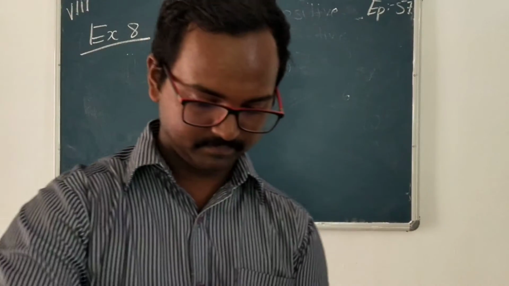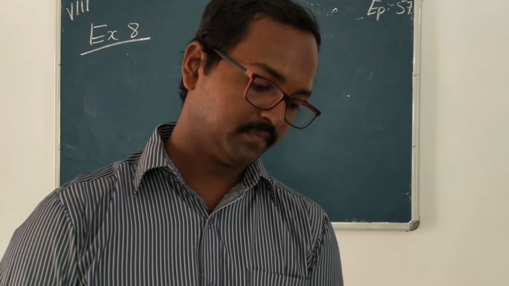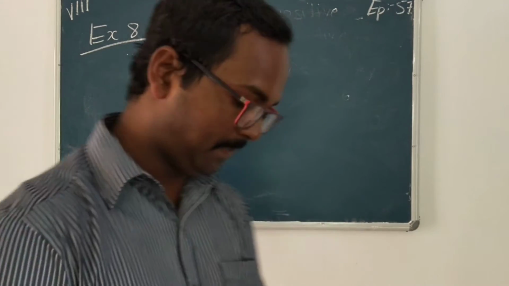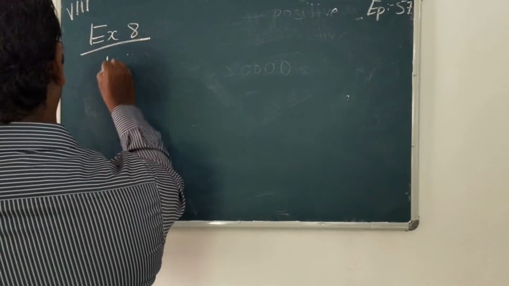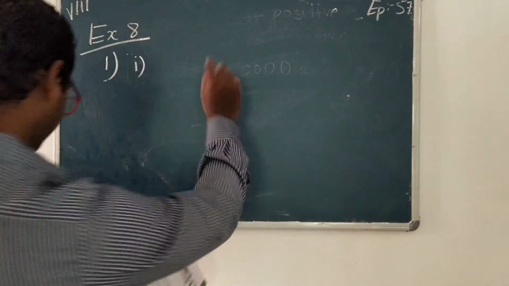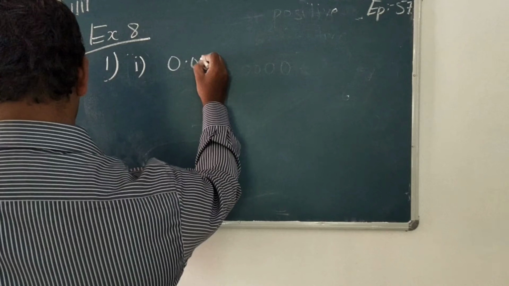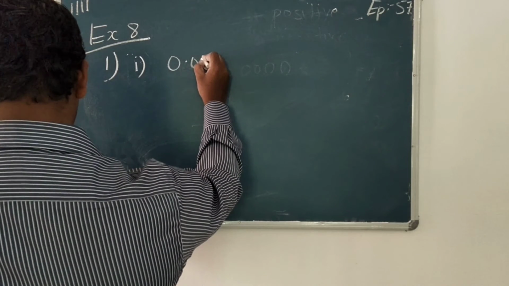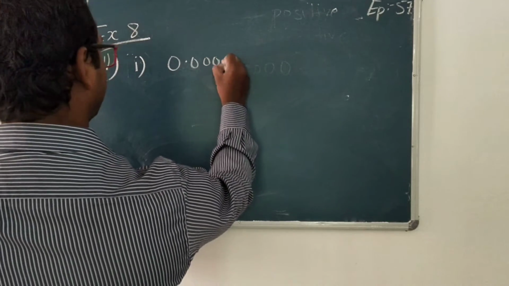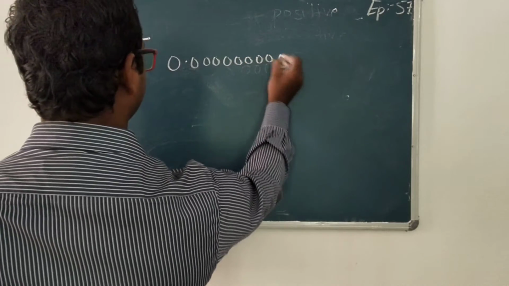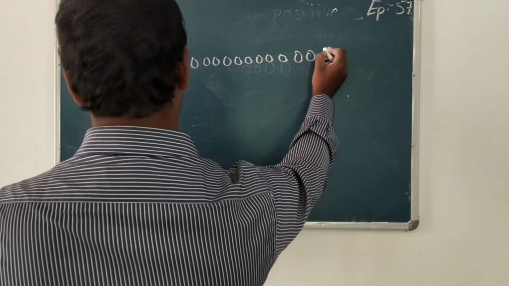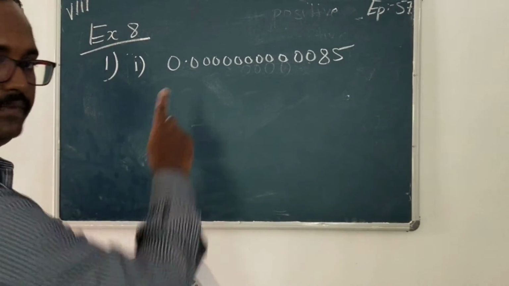Now similarly, from exercise 12.2, let me do some questions. Let's start from the first one, which is: express the following number in standard form. The first one is 0.0000000000085. So we have to convert this number into standard form.